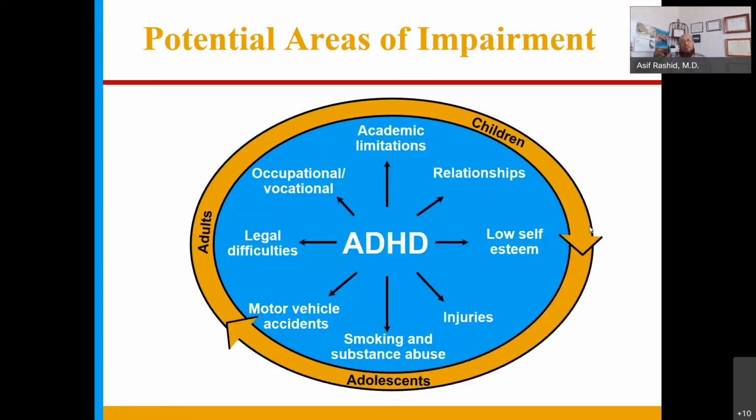What are the potential areas of impairment? So yes, it keeps on changing as you grow older. Children, most commonly, we look at the academic issues and their relationship, especially with the parents, peers, and also siblings. And then it can lead to low self-esteem. I don't know if I'll have time, but I can go into some case study that I had.